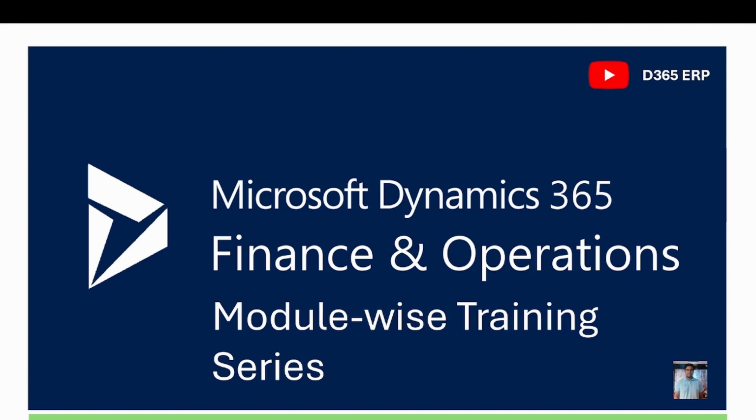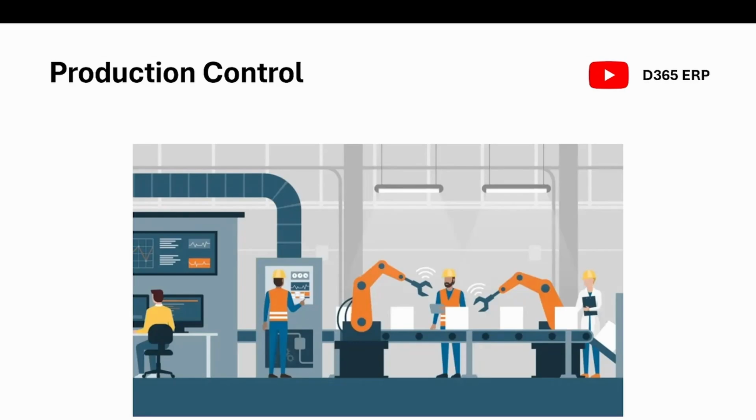In the Microsoft Dynamics 365 Finance and Operations module-wise training series, we have already started the production control module. In the production control module, we have already published two episodes. In these two episodes, we covered what we are going to cover in this playlist. In the second episode, we discussed the basics of production, like production strategies, then plan to produce cycle, then some advanced and basic production terminologies.